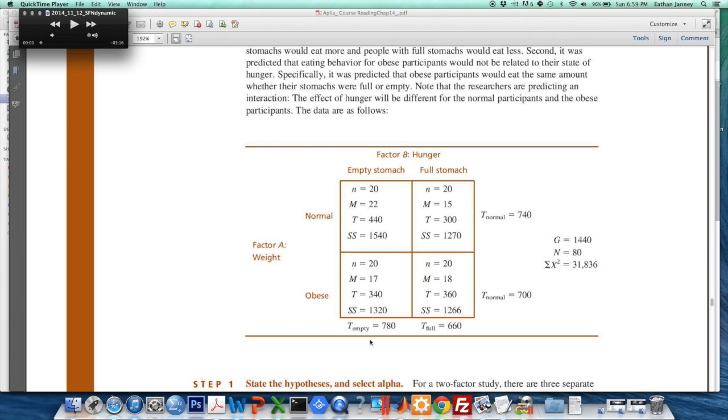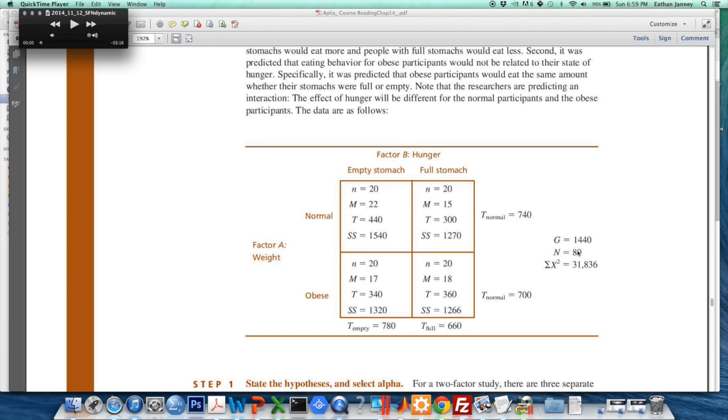And also in the columns, we can do something similar. We can just look at empty stomach people versus full stomach people and try to see if we think there's a significant difference between those things. So here in an empty stomach, we see a treatment total that's 440 plus 340 equals 780. And then 300 plus 360 equals 660. So that's where these numbers come from.